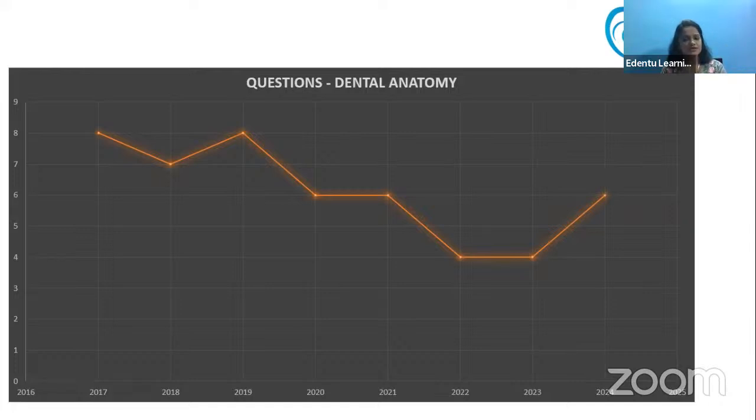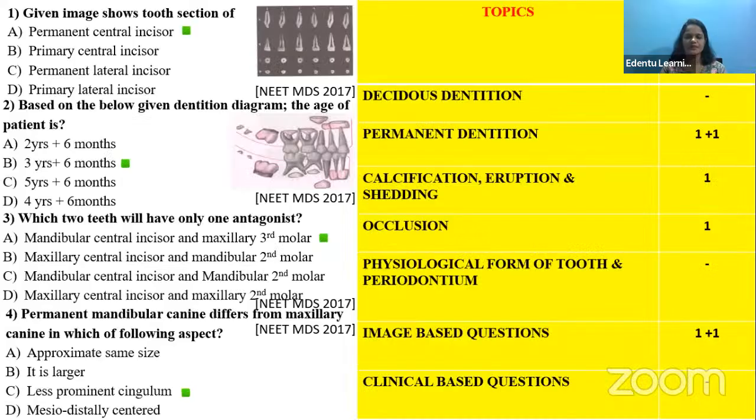If fewer questions are asked from dental anatomy, then you can expect more questions from dental histology, and vice versa. If more questions are asked from dental anatomy, then fewer questions from dental histology. So in total you will anyway get around 14 to 15 questions from both the subjects, dental anatomy and dental histology. Now, let's analyze each topic.